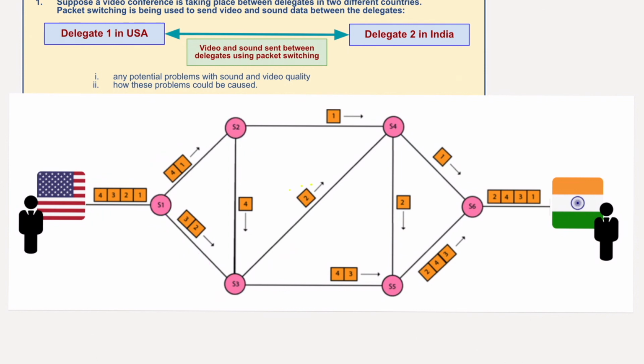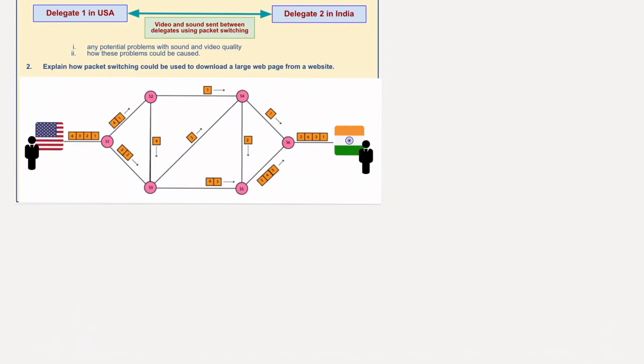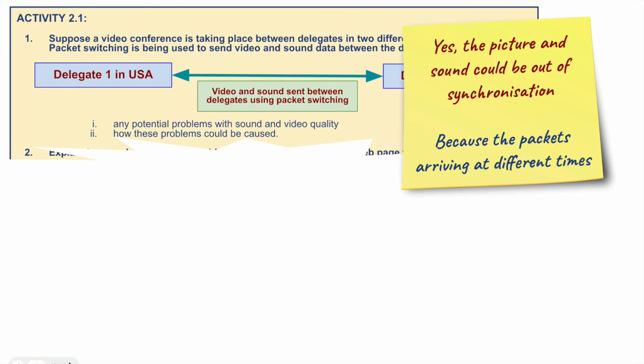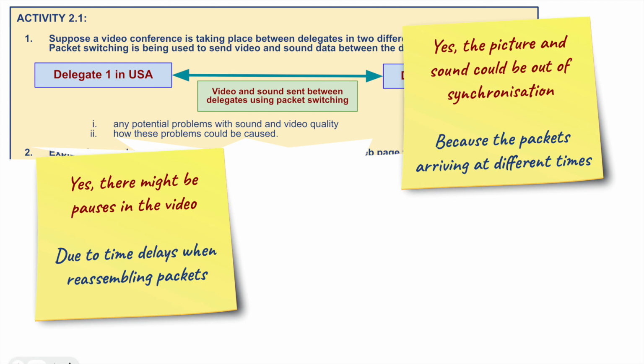So the question is, any potential problems with sound and video quality, and how these problems could be caused? Well, first of all, we're sending video and sound, so the video and the sound may become out of synchronization, as the packets arrive at different times. So that's one. Yes, there might be pauses in the video due to time delays when reassembling the packets.